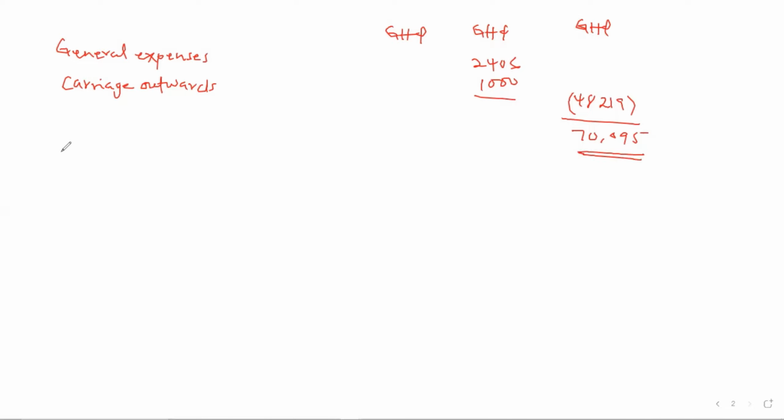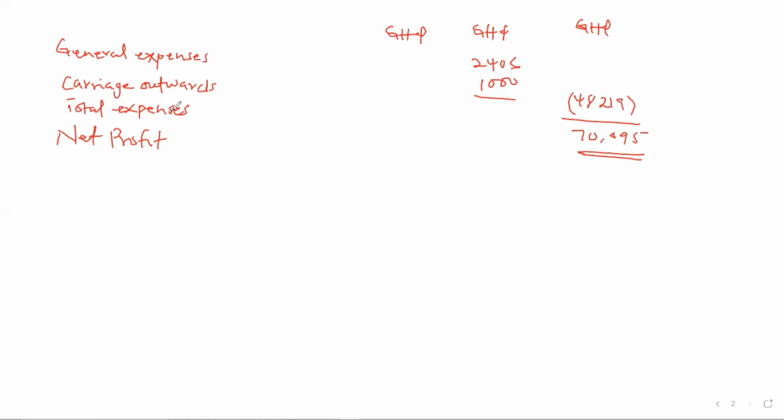That is our net profit. And this 48,219 is our total expenses. Very, very easy. So now we are done preparing our trading profit and loss account, or statement of profit or loss account, or the income statement.